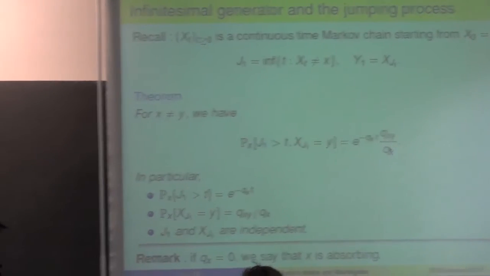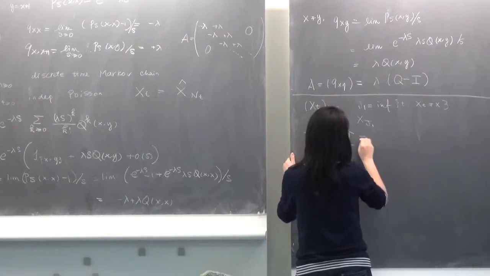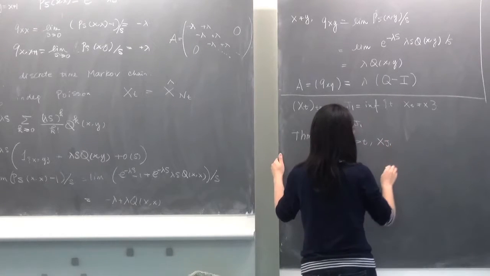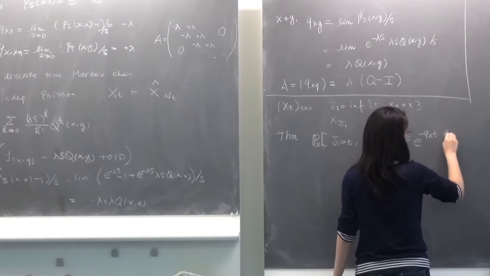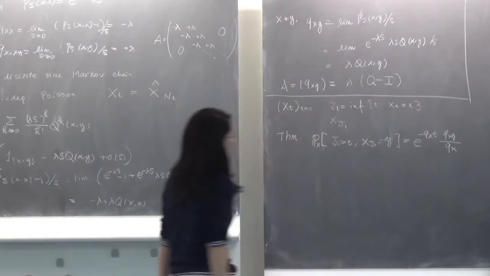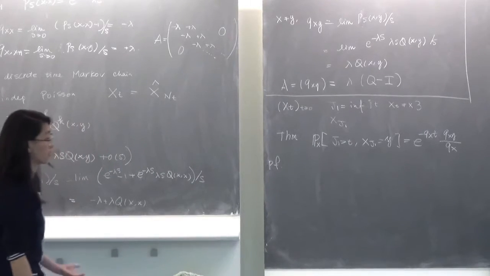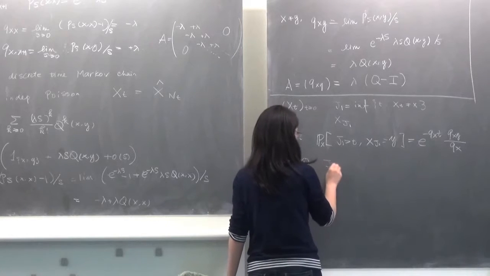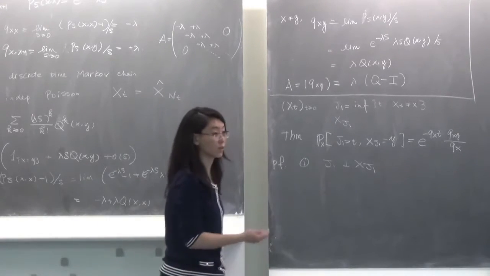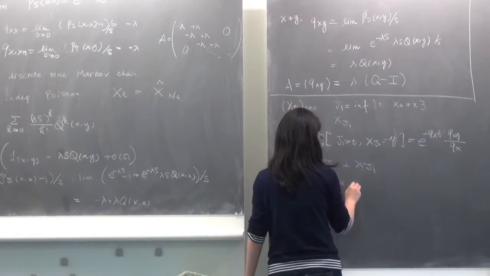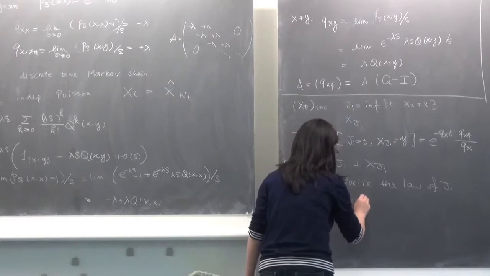The theorem tells us the joint distribution of J_1 and X_{J_1}. So how do we prove this theorem, the joint law of J_1 and X_{J_1}? The proof will have three steps. First, I will show that J_1 is independent of X_{J_1}, so the time is independent of where it jumps. Second, we will derive the law of J_1. Third, we derive the law of X_{J_1}.